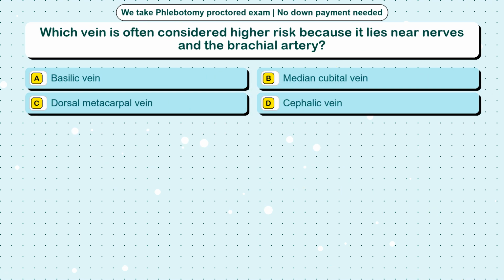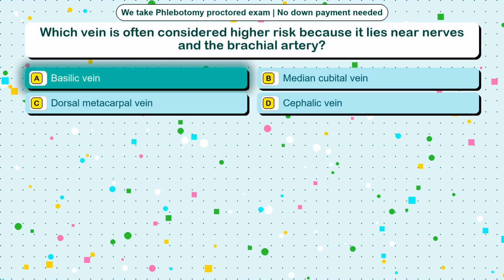Question 14. Which vein is often considered higher risk because it lies near nerves in the brachial artery? Option A. Basilic vein. Option B. Median cubital vein. Option C. Dorsal metacarpal vein. Option D. Cephalic vein. The correct answer is option A.